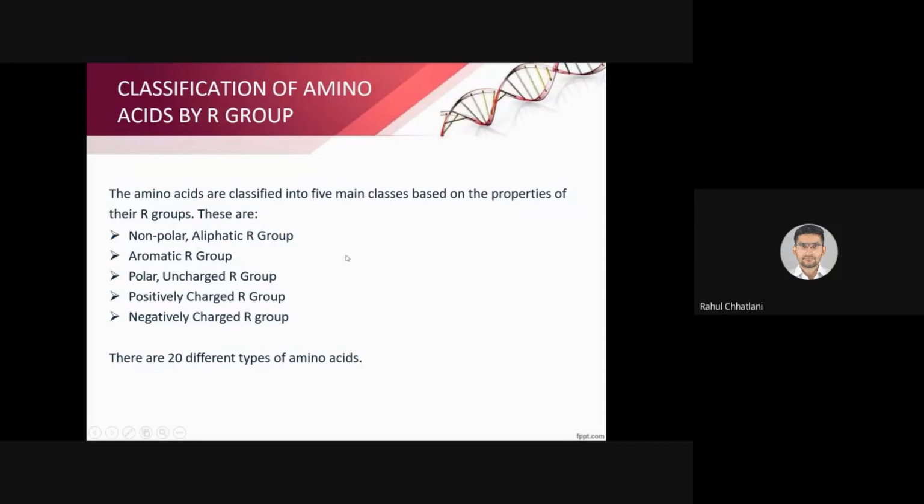So first is non polar, there is no polarity, they are neutral. Second, aromatic. Third, they can be polar. Fourth, they can be positive, and fifth, they can be negative. Can anyone tell me what is polar and non-polar? What do you understand by polar and non-polar?